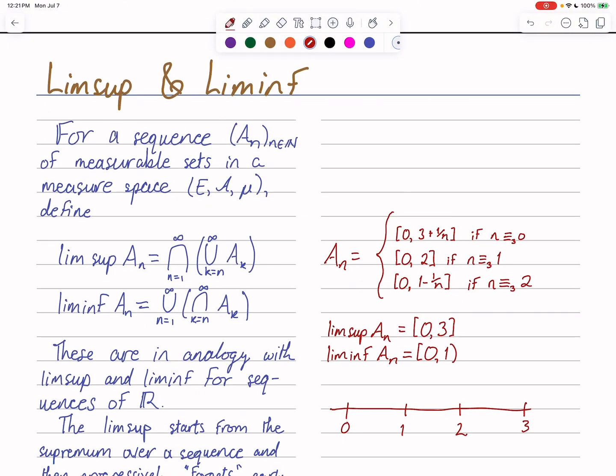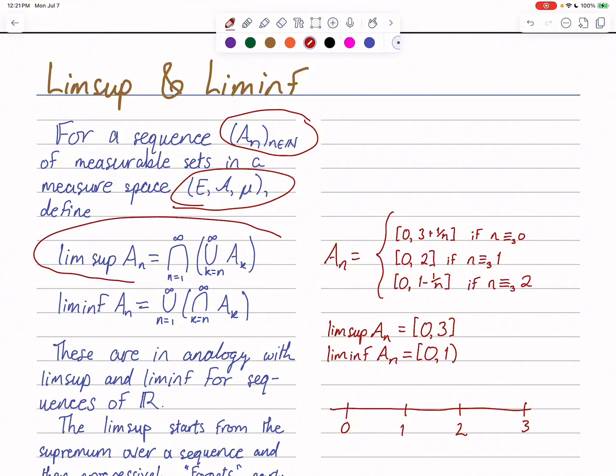So if we have a sequence of measurable sets in a measure space, then we will define the limsup of the sequence of sets in this way. It'll be the intersection from n equals 1 out to infinity, and then the union over the index k starting at n, taking the union of everything after that. Now, this perhaps seems strange. Why would you define limsup in this way?